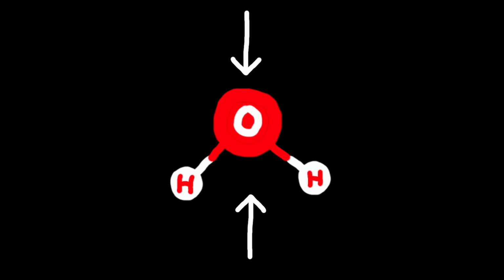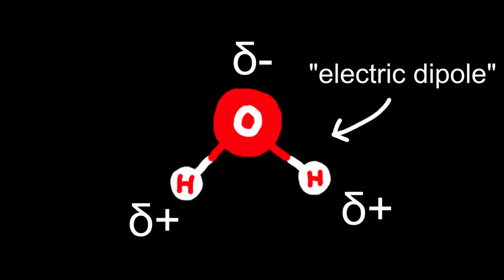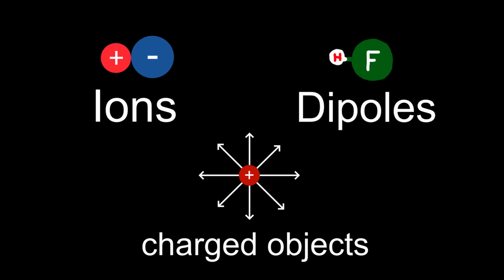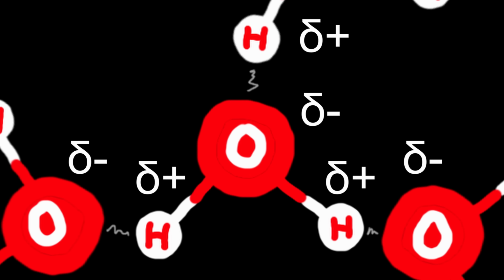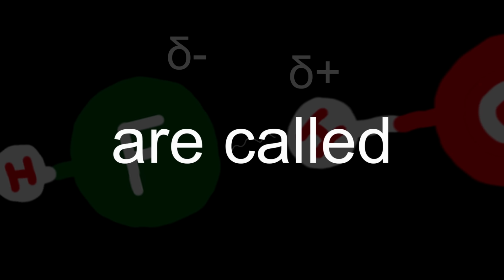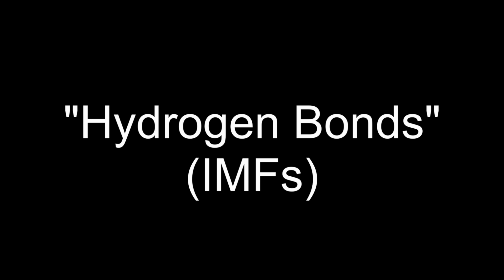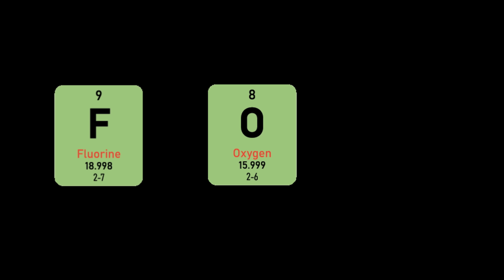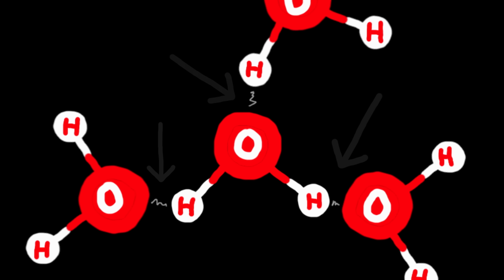The presence of two poles with opposite charge is called an electric dipole. All permanent dipole molecules can interact with each other, and really with anything that has a charge. As a result, the molecules will tug on each other and arrange themselves in a way that oppositely charged ends are next to each other. The forces acting between them are called intermolecular forces, or IMFs. A specific example is hydrogen bonds, where hydrogen bonds to something very electronegative, like fluorine, oxygen, or nitrogen, creating strong dipoles that tug on each other.